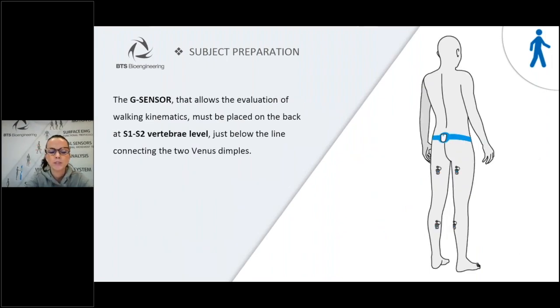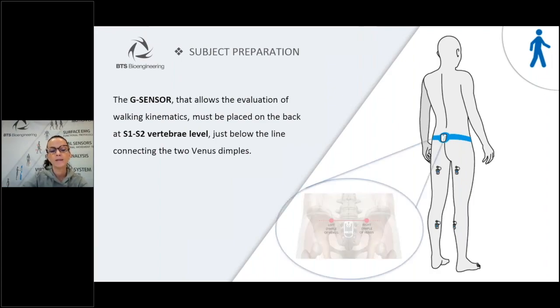The inertial sensor G sensor, which allows instead to evaluate the kinematics of the walk, will be placed on the back at the level of the vertebra S1, S2, just below the line that connects the two dimples of Venus. Now, let's watch a video that shows the preparation of the patient and how to carry out the test.